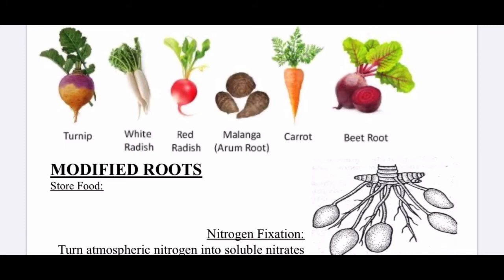Some of the roots help in the fixation of nitrogen. These roots are found in legume plants. The nodules of the legume plant have bacteria. These bacteria are called Rhizobium leguminosarum, which help in the absorption of free nitrogen from the air and change it into soluble nitrate. In this way, some roots help in the fixation of nitrogen.